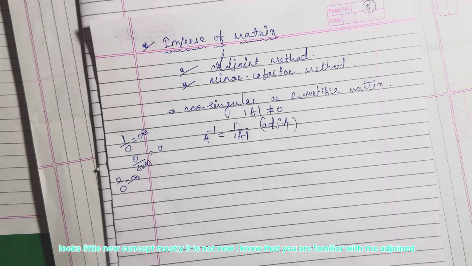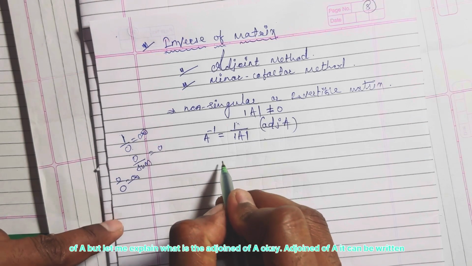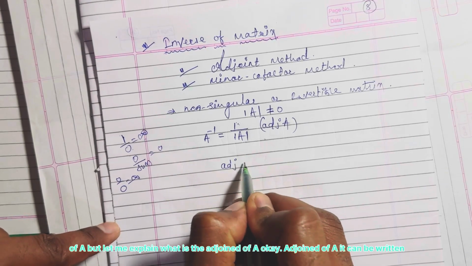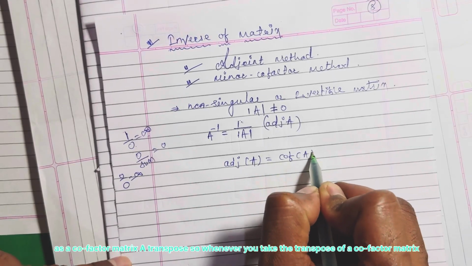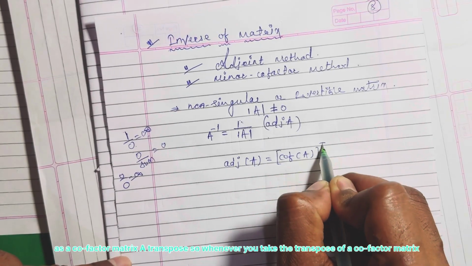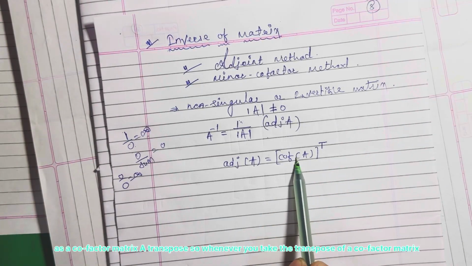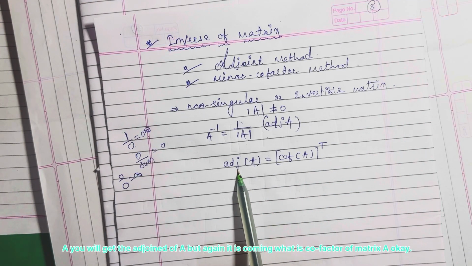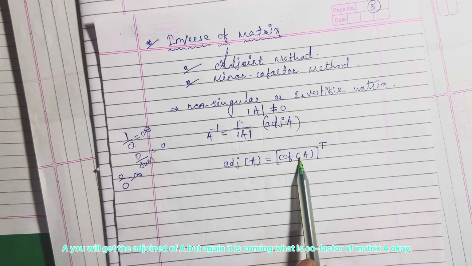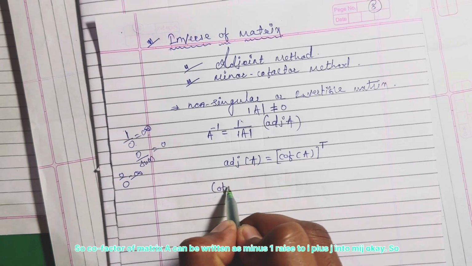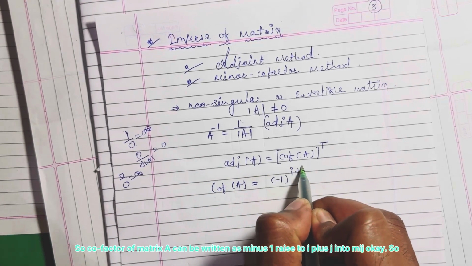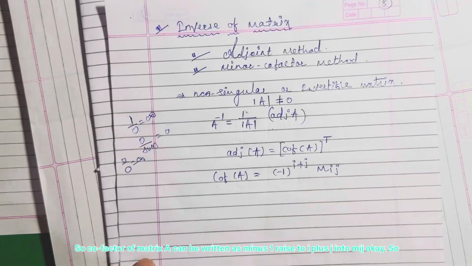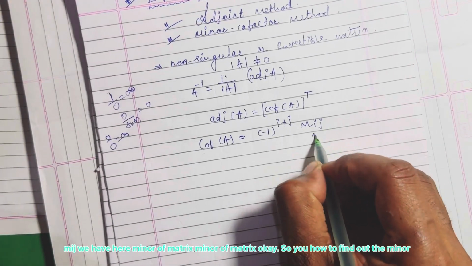I know that you are all familiar with the adjoint of A, but let me explain what the adjoint of A is. The adjoint of A can be written as the transpose of the cofactor matrix of A. So whenever you take the transpose of the cofactor matrix of A, you get the adjoint of A. But again, what is the cofactor of matrix A? The cofactor of matrix A can be written as minus 1 raised to i plus j into Mij, where Mij is the minor of the matrix.